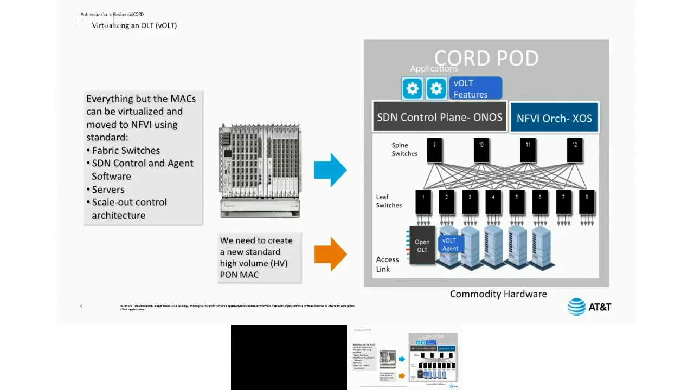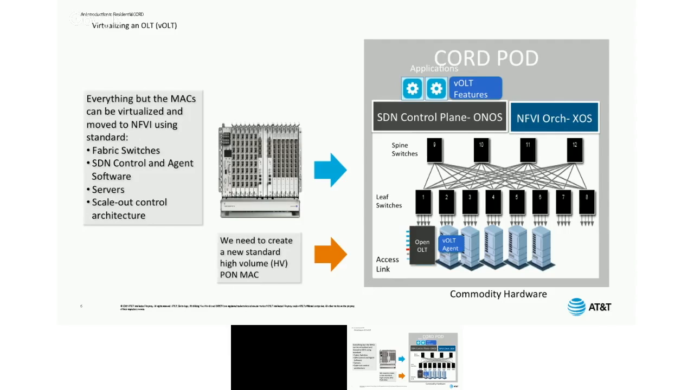When we get to the optical line termination, the OLT, what we find is that almost everything can map into the servers in the fabric, but not everything. There is a need still to create a high volume PON MAC. If you're looking at typical data centers, you find lots of Ethernet at different speeds and feeds and servers and switches, but not so many GPON interfaces, right? So that's what we need to create here.